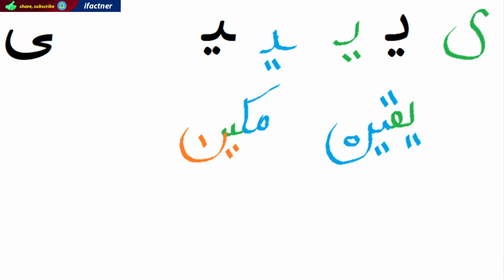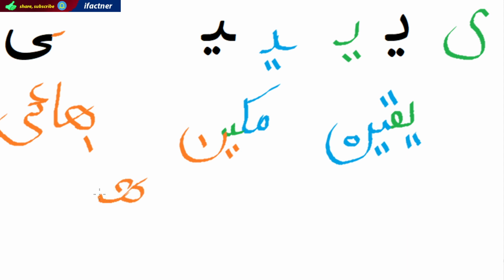Now when Chotiya appears at the end of the word, then we need to add a connector and then add Chotiya. For example, we have a word called bhai. Bhai means brother. Be, Hey, Alif, and Hamza Chotiya, bhai. Let me write it one more time. Be, Hey, Alif and Hamza Chotiya, bhai.